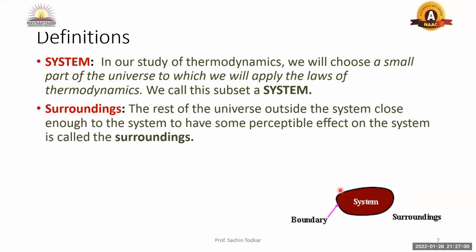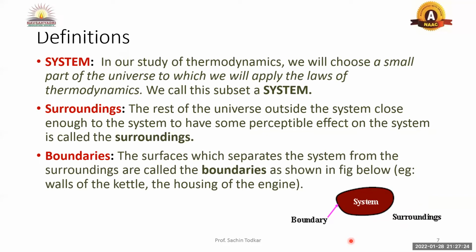Now the surrounding is the rest of the universe outside the system, close enough to the system to have some perceptible effect on the system. The surrounding will have some effects on the system, and that's why the part nearest to the system is called the surrounding. Boundaries are the surfaces which separate the system from the surroundings, as shown in the figure. For example, walls of the kettle or the housing of the engine can work as a boundary of the system.